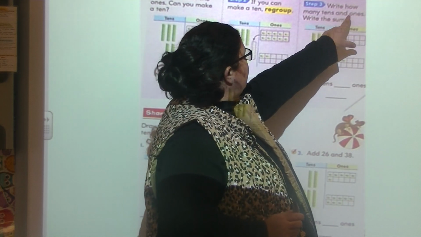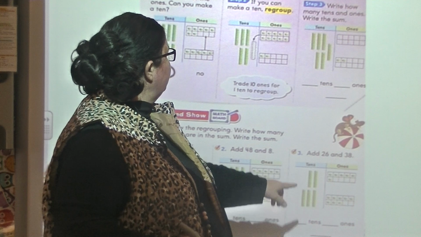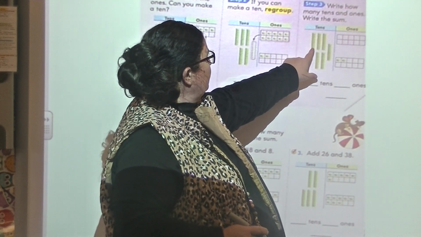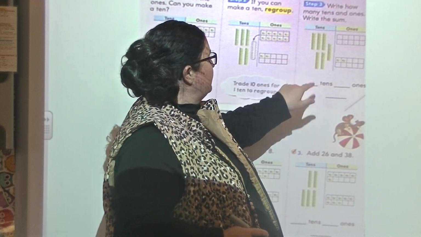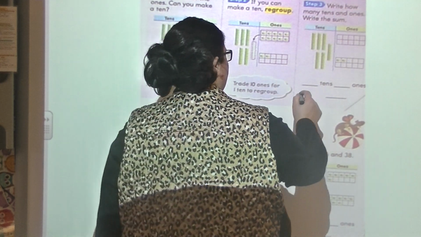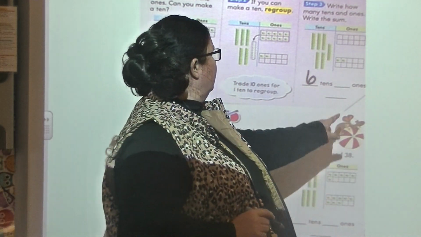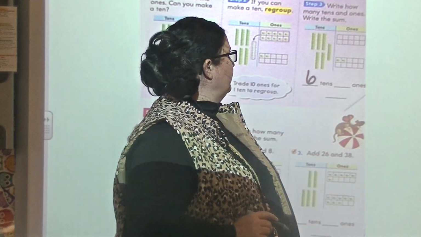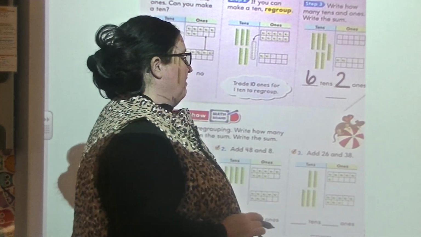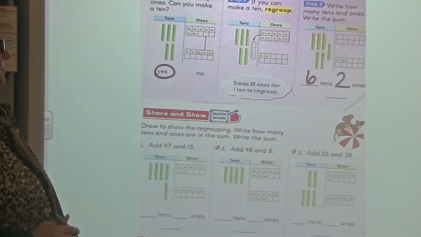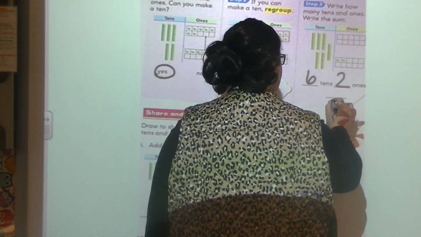Now, write how many 10s and 1s and write the sum. All right, so now let's look. How many 10s are left? 1, 2, 3, 4, 5, 6 10s. Plus 2 1s. What would our answer be, guys? 62.